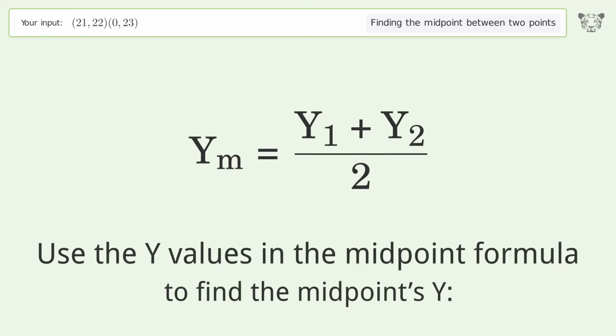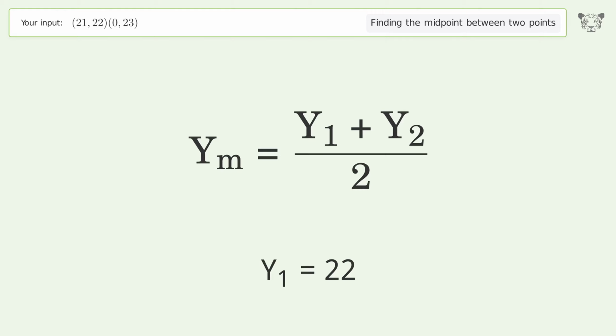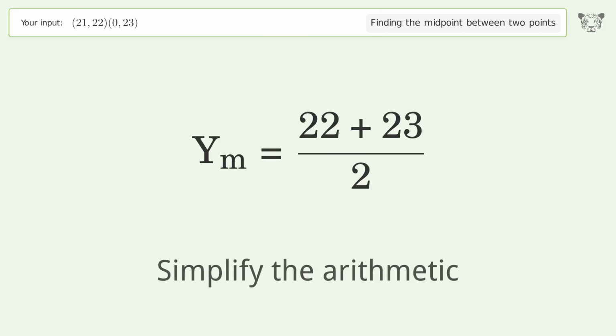Use the y values in the midpoint formula to find the midpoint's y. y1 equals 22. y2 equals 23. Simplify the arithmetic.